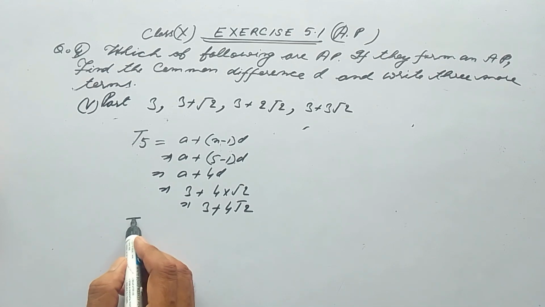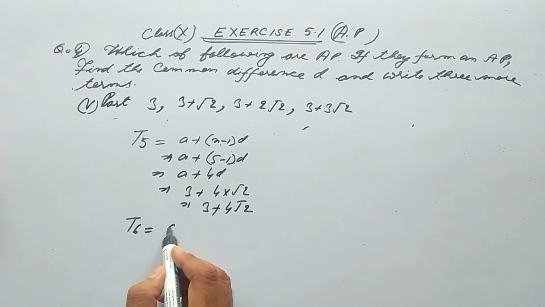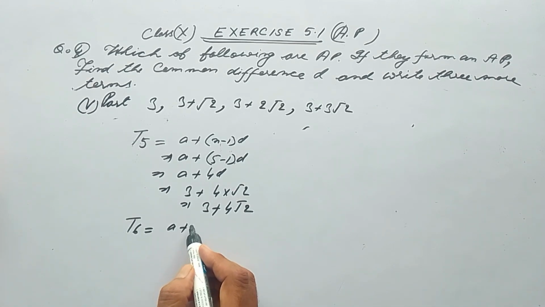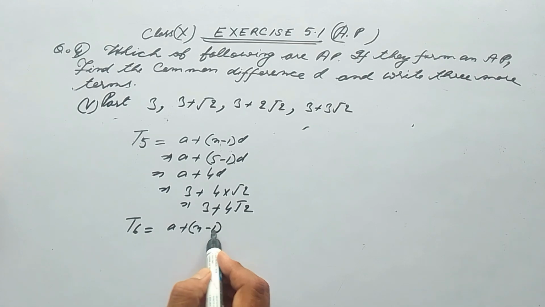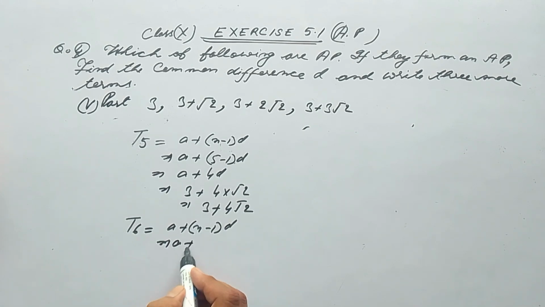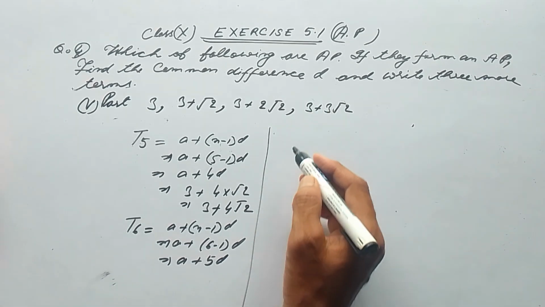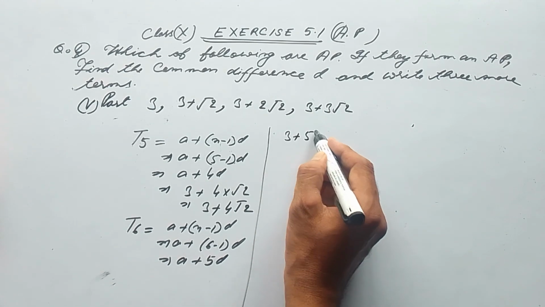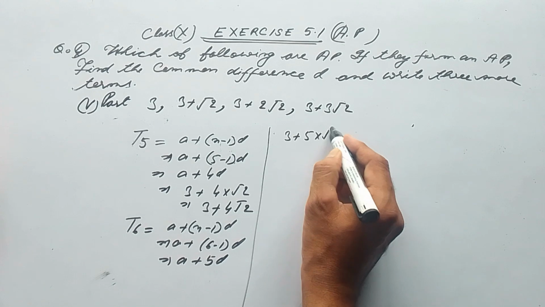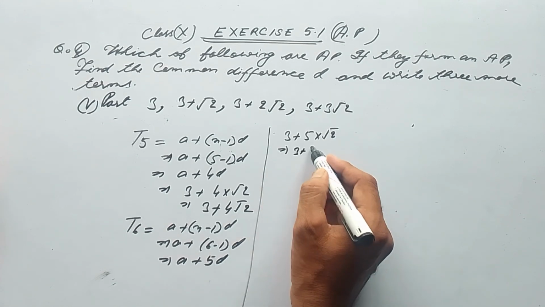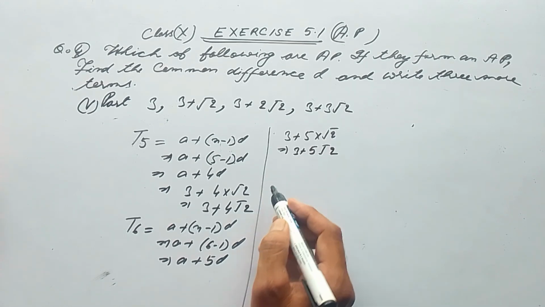Now we will find the T6, 6th term. Apply the formula Tn equal to A plus n minus 1 D, A plus 6 minus 1 D. We have A plus 5 D. The value of that is 3 plus 5 times the difference, that is square root of 2. We have 3 plus 5 square root of 2.